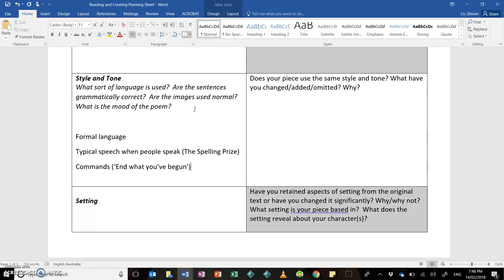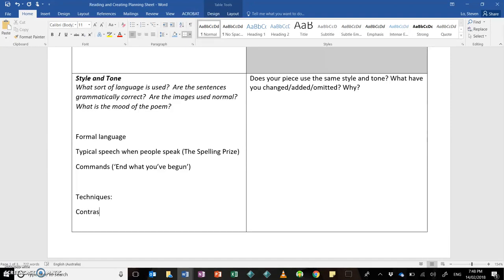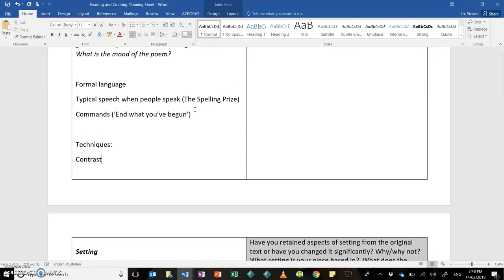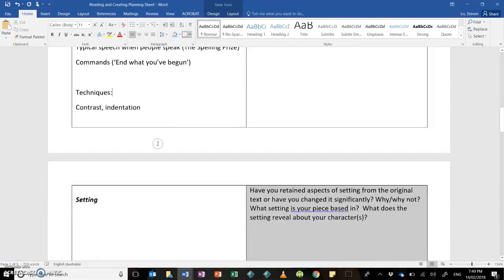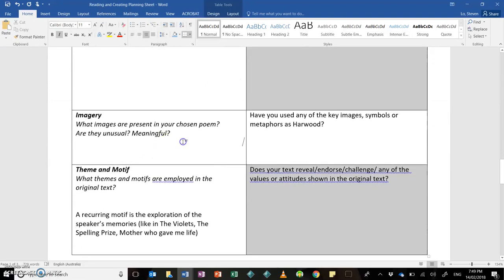Okay. Also, in style and tone, you would want to think about the poetic techniques that are used. So you could think about including contrast, and just because it is a technique, indentation, put that here as well. Okay. Not going to put imagery in there because we have imagery here.